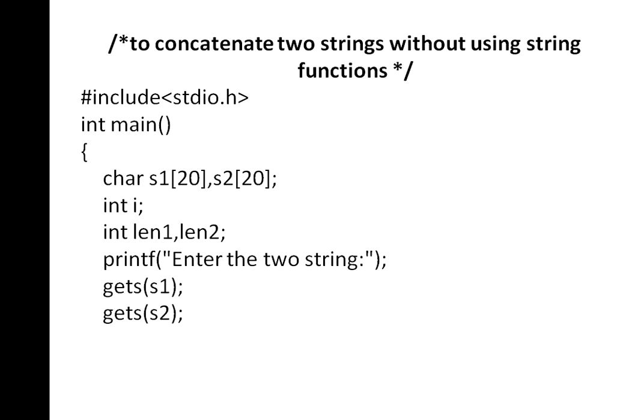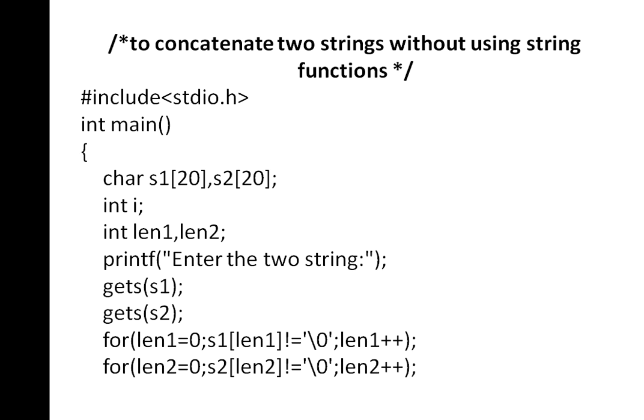So gets of S1 and gets of S2. And I'm going to calculate the length of the first string and second string. Length of the first string we are storing in len1. Length of the second string we are storing in len2. So now len1 contains the length of the first string, len2 contains the length of the second string. So i is for the normal iteration variable. So hope you understood the code.